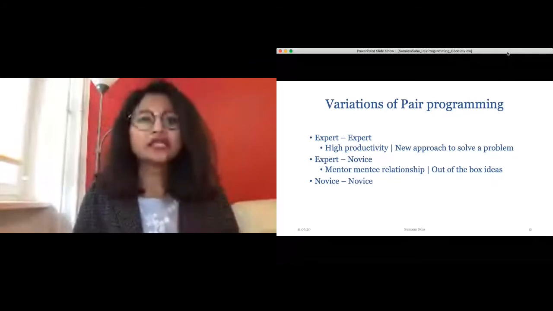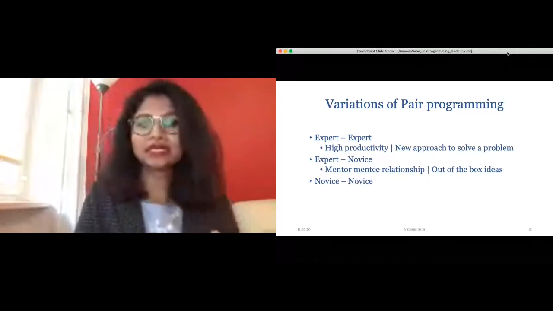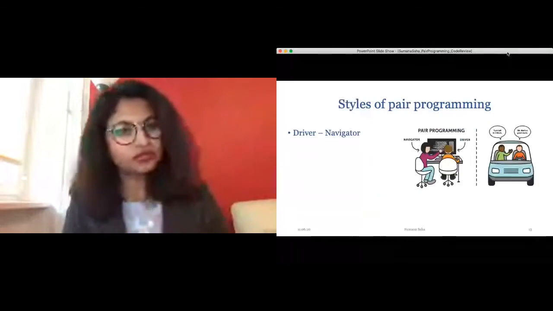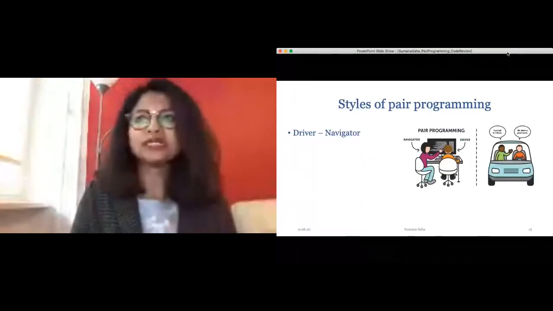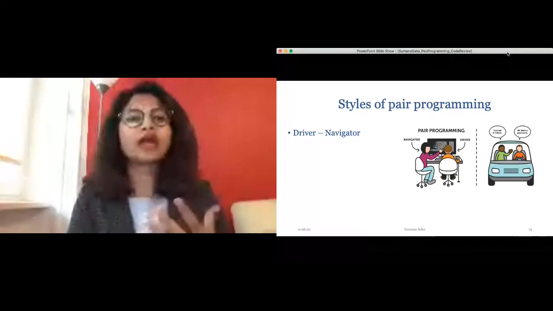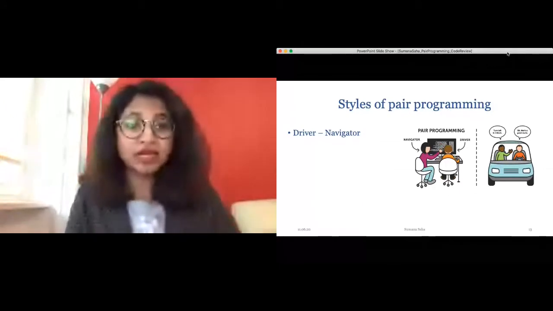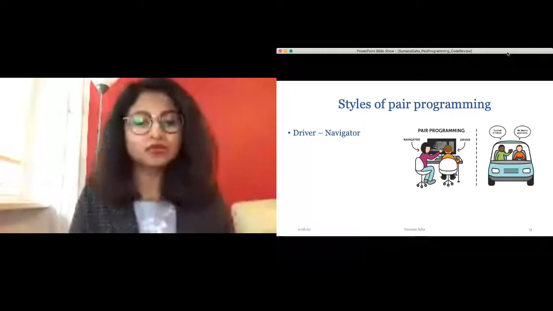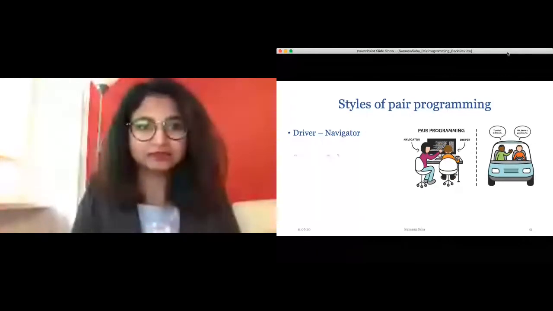Then we have the styles of pair programming. You might have heard of driver navigator. That means one person is driving the solution, the approach of the solution, and the other person is writing it. If I have a navigator in my hand and I'm driving a car, I cannot look at the navigator all the time. So if somebody can at least narrate to me what is the right direction while I'm driving, that is a really great approach for a pairing style.